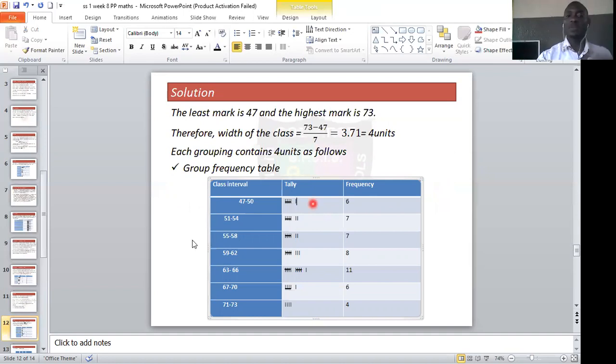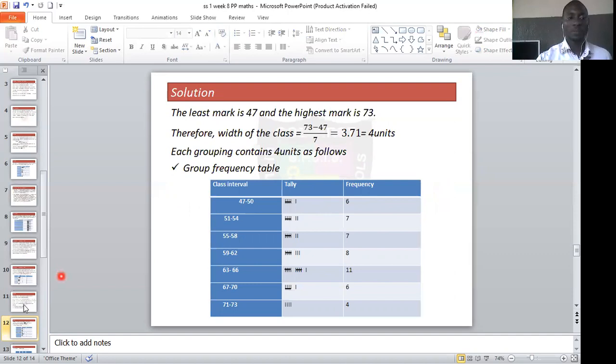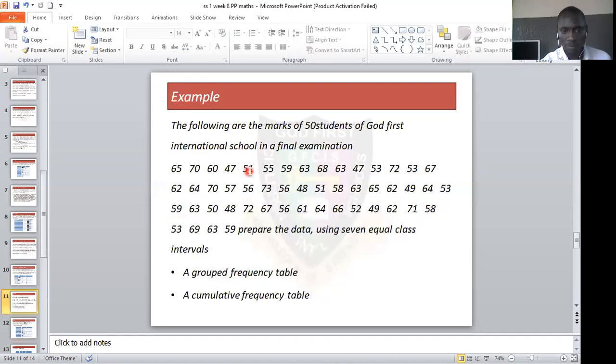So looking at your frequency distribution table, look at 51 to 54. That's 7 also. Let's cross check. 1, 2, 3, 4, 5, 6, and 7. So this one is correct. It's 7. Unlike the 47 to 50 that we didn't get right, which is 1, 2, 3, 4, 5, 6, 7. I knew it was correct.